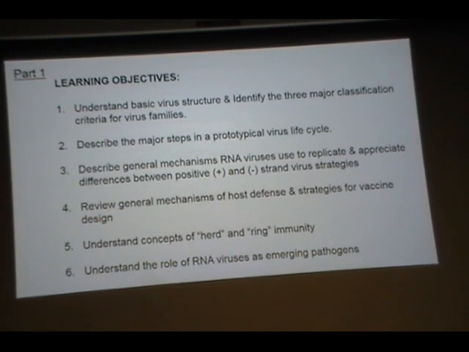All right. So our learning objectives as we go through these RNA viruses, hopefully I just impressed upon you that they're kind of important, particularly globally. We want to understand the viral structure and the major criteria for classifying viruses into families. We want to describe the major steps in a prototypical virus life cycle, describe general mechanisms RNA viruses use to replicate, appreciate the differences between what are called positive-stranded RNA viruses and negative-stranded RNA viruses, review some general mechanisms of host defense, strategies for vaccine design, and understand the concepts of herd and ring immunity, and also understand the role of RNA viruses as emerging pathogens.